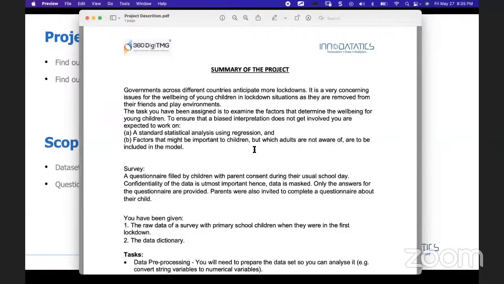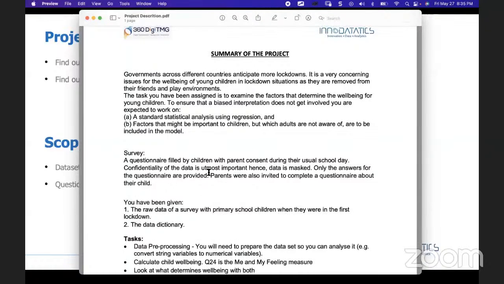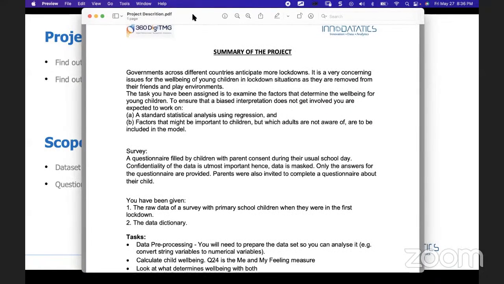Maybe the adults and parents are not aware of the factors which influence the mental health of kids. So there was a questionnaire which was filled in by primary school children, with parents' consent. Confidentiality is extremely important because it's kids' data. They might be wrong. Maybe their understanding wasn't right. Maybe they speak their mind. Who knows? So it has to be safeguarded. Otherwise, kids might be bullied based on the responses they give. So we have to look at all those aspects.